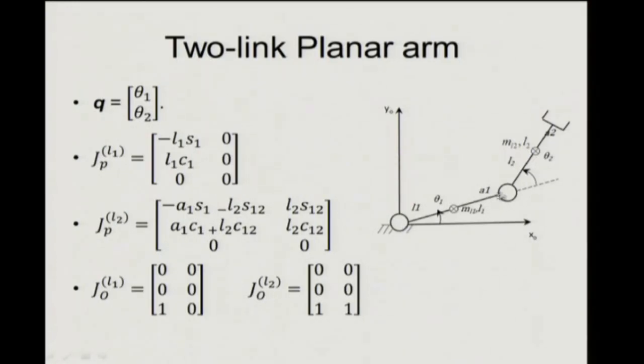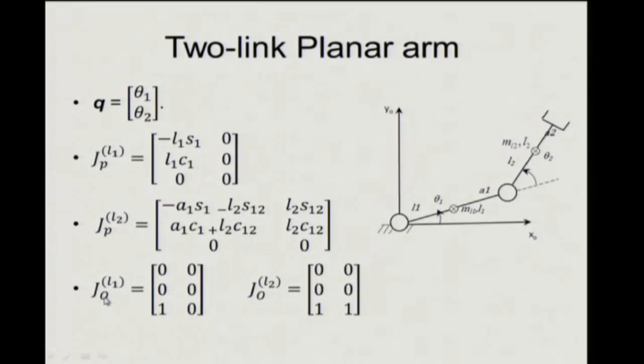So, A1 is this length from here to here, so A1 into sin 1, A1 into cos 1 here, and then this length L2 times sin 1 2 and cosine 1 2. So, this is very similar to the old Jacobians that we have studied. So, you can then create this Jacobian matrix for JPL1.